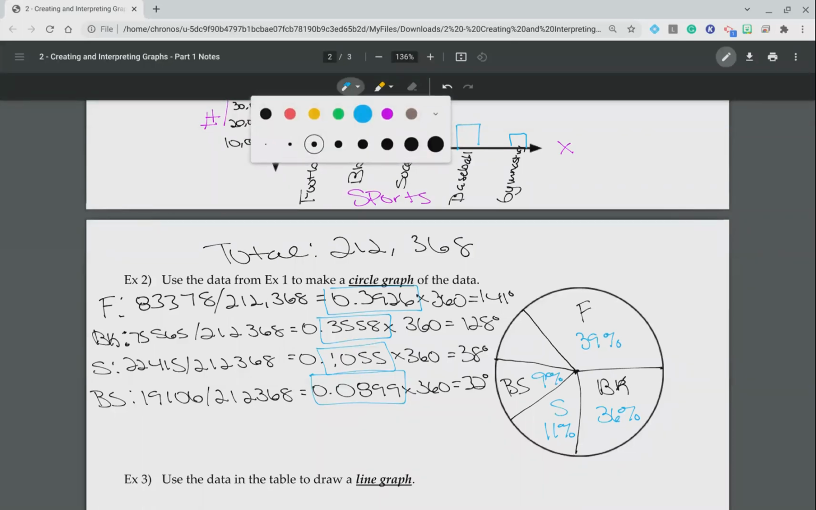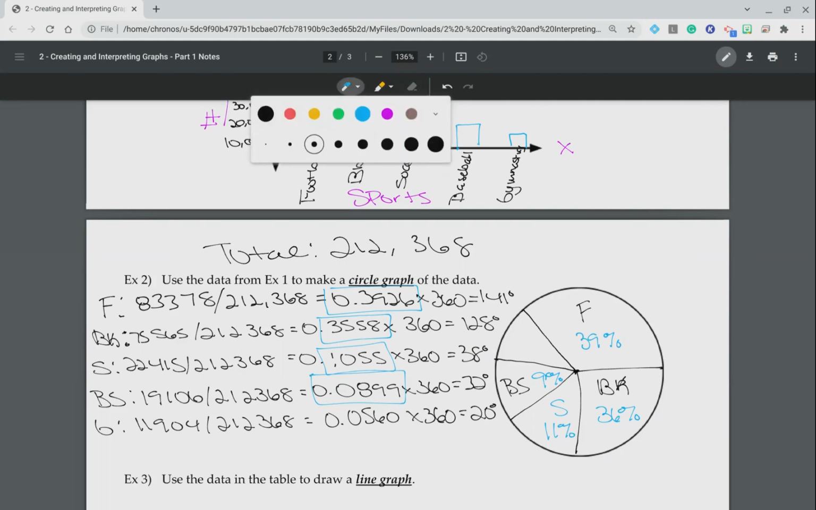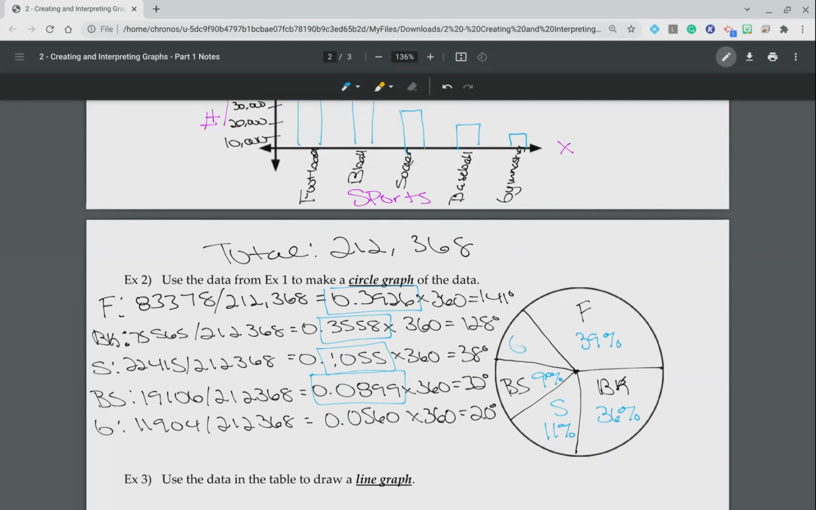And then our last one was gymnastics. We had 11,904 injuries. Divide that by the total, and I got 0.0560. Multiply that by 360, and that's going to be about 20 degrees. Okay, so notice we have just a small little slice left of our pie chart for gymnastics, which is going to be about 6%.